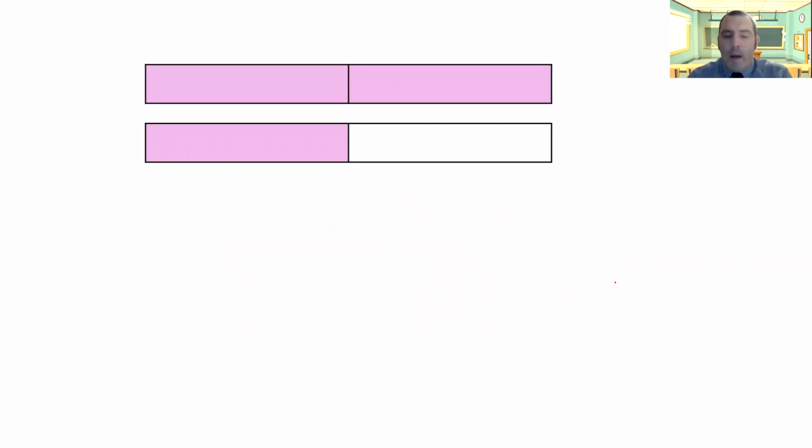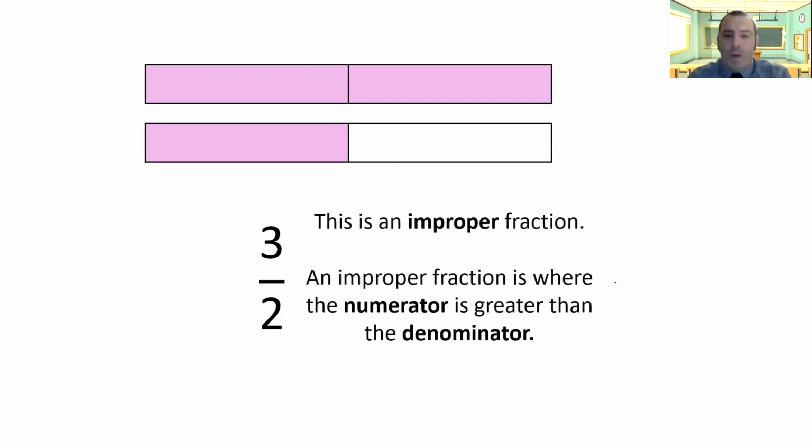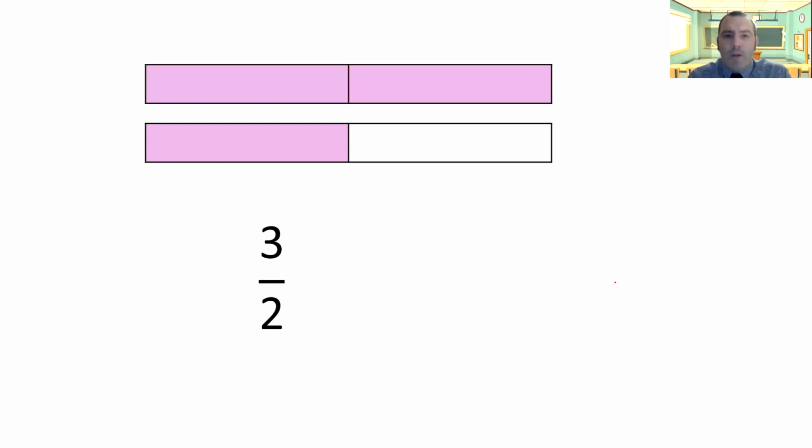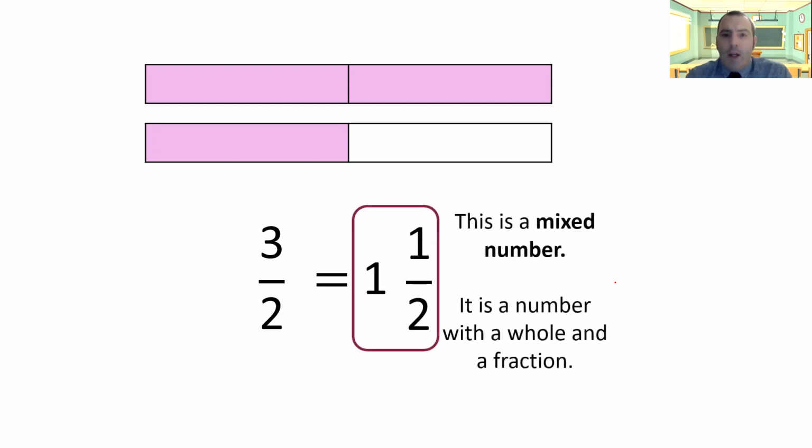So we'll go back to our halves. So we're working in our denominator of 2. So I've got my bars, I've split them into 2 parts. I've got 3 parts coloured total. So as we know, this is an improper fraction, and an improper fraction is where the numerator is greater than the denominator. So I've got 2 there, but I can also write this as 1. So it gives us a whole. And I've got 1/2 underneath. So our mixed number is 1 1/2. So a mixed number is a whole number and a fraction.